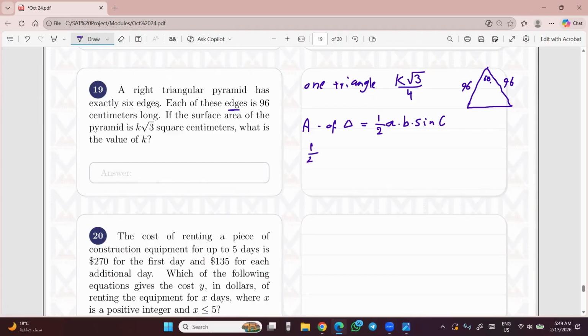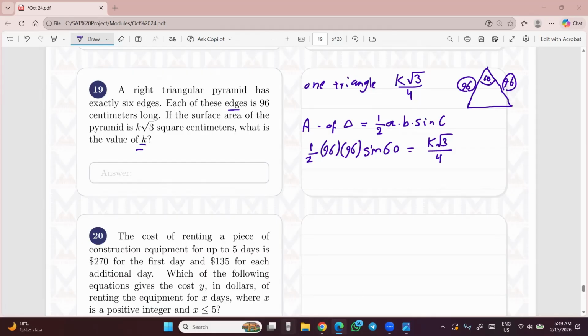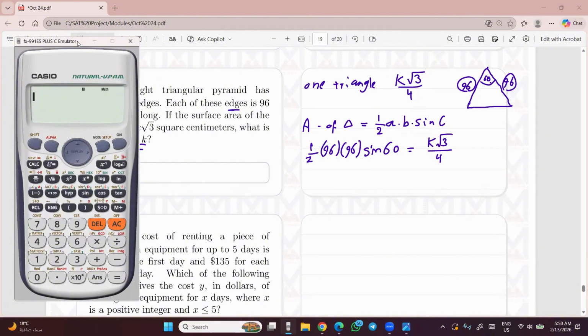So half times 96 times another 96, considering A and B, sine the angle C, which is the angle that comes between them, sine 60. All of that should be equal to the area we produced from the equation itself. It should be equal to k square root 3 over 4. And then we just write this on our calculator to get the value of k, because that's what is required. This will help you to get the answer easily and without wasting any time.